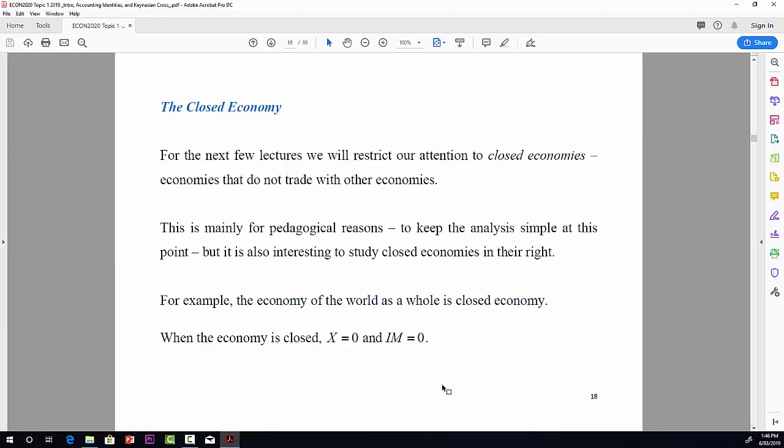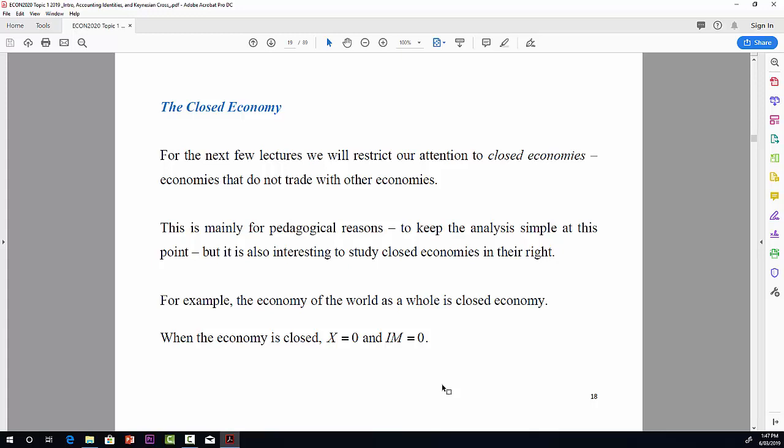Now, for the next few lectures, we're going to be looking at what are called closed economies, economies that are isolated. They're not trading with other economies. This is the way that most macroeconomics textbooks deal with going through these issues. It's also for pedagogical reasons. It keeps it simple, first of all, to look at a closed economy. But it's also interesting to look at closed economies in their own right. So the world as a whole is a closed economy.